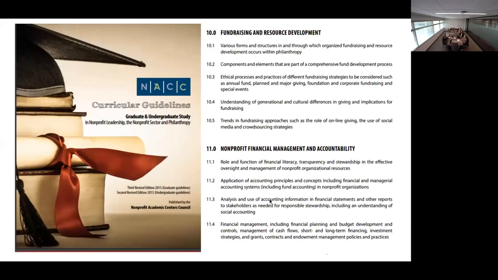And a little bit of terminology, when we talk about domains, we're talking about the top line. For example, 10.0 fundraising and resource development, that's a domain. And when we talk about a guideline, we're talking about 10.3, for example. And so our recommendations are going to use this language.